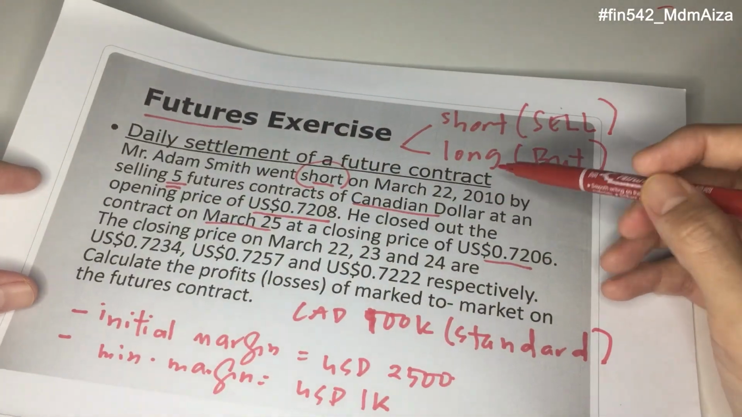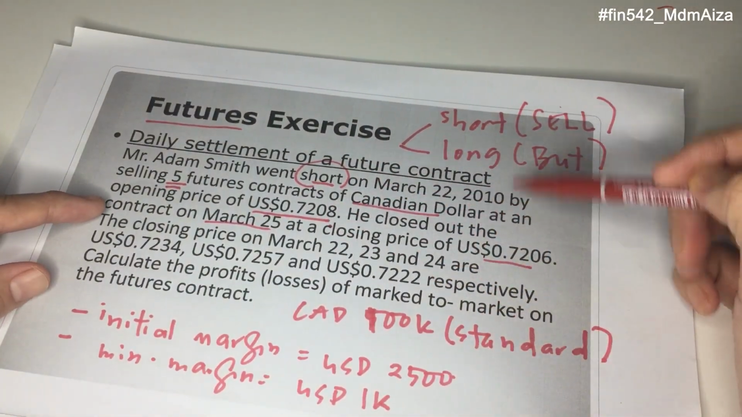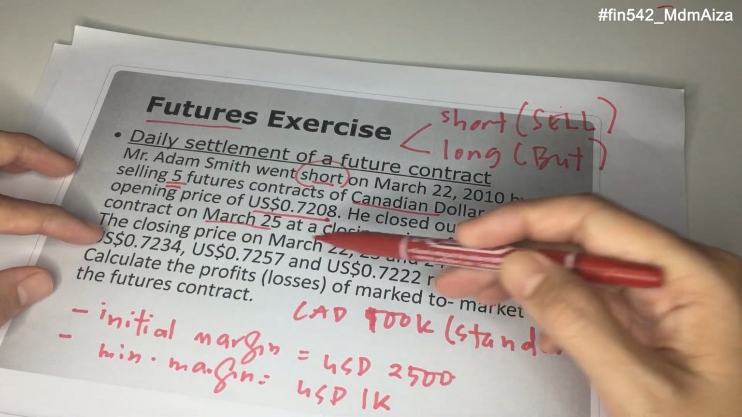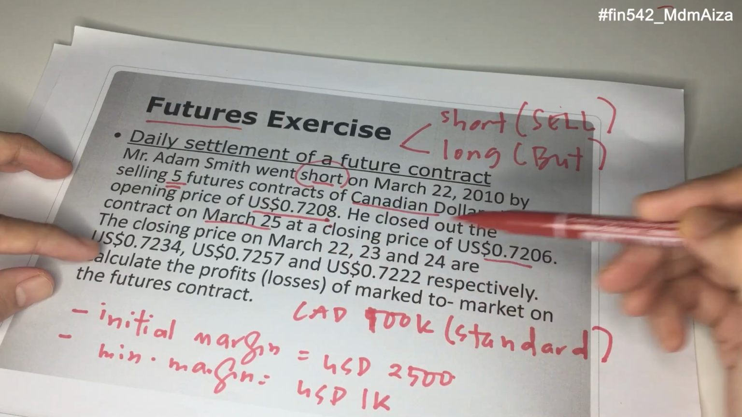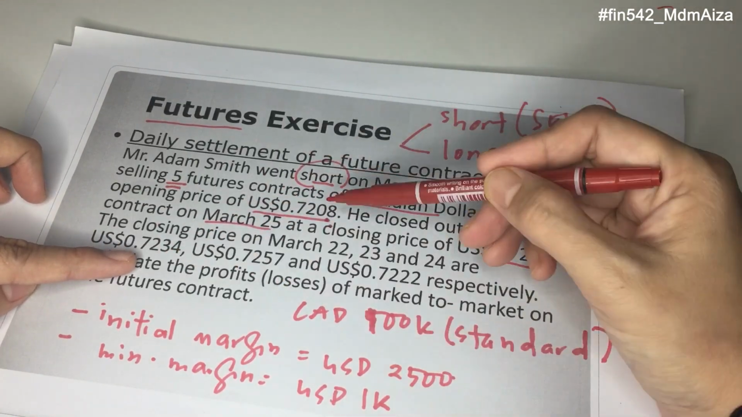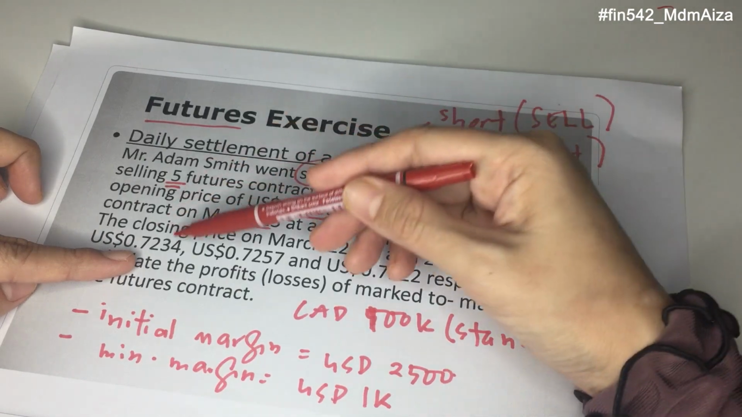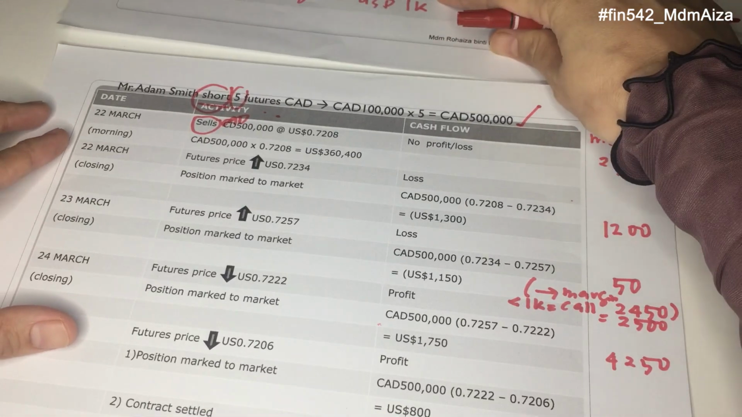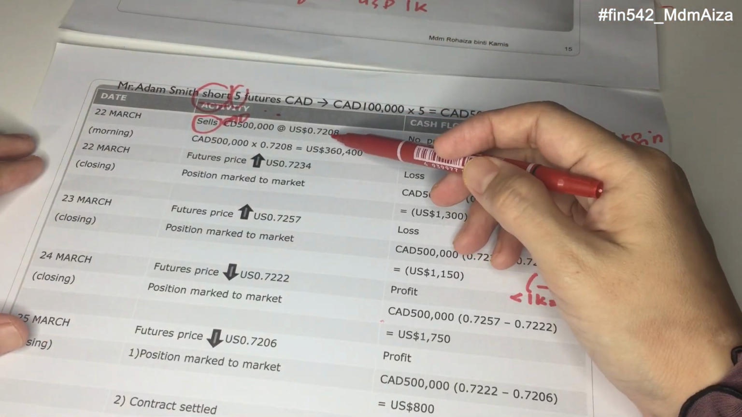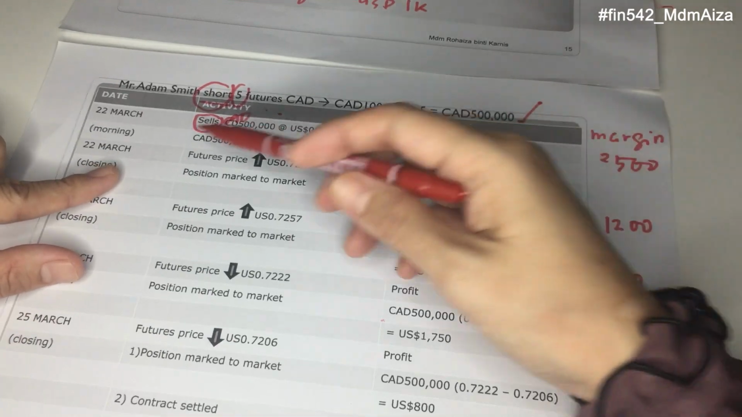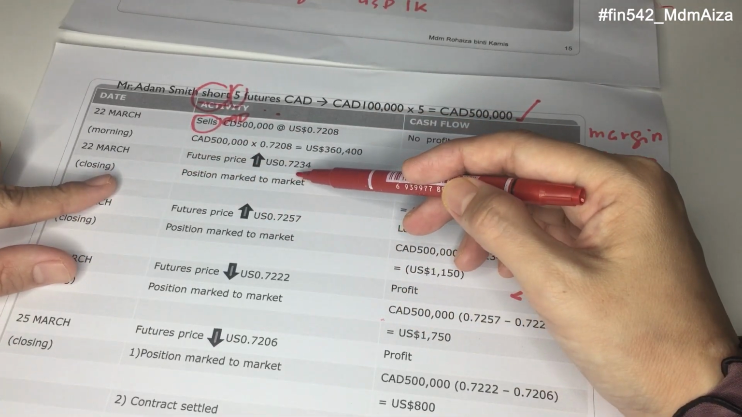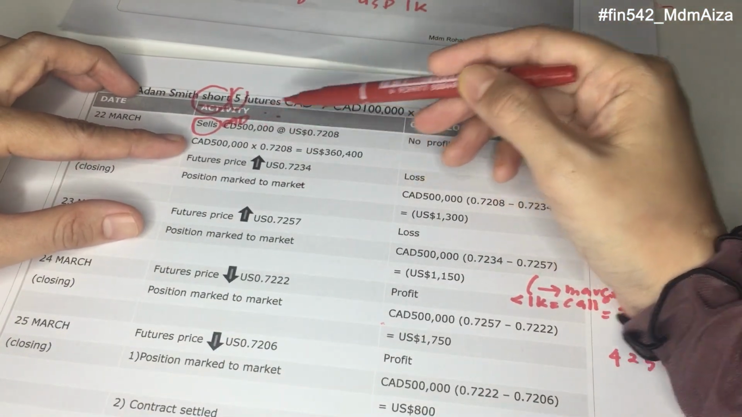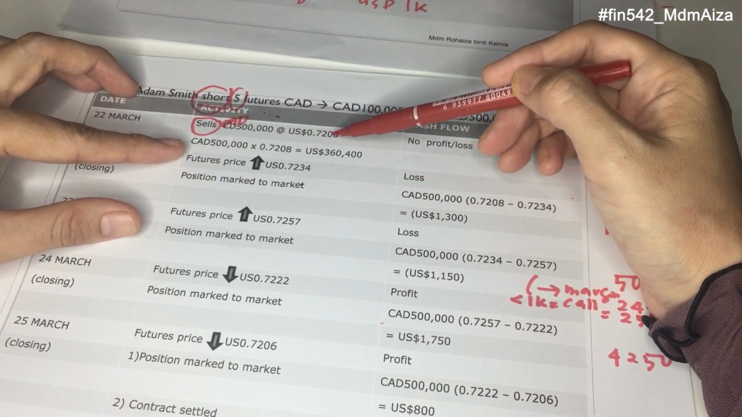Where is the information? Yeah, they mention the opening price of 0.7208, and the closing price on the 22nd of March is 0.7234. This is the opening for the 22nd and this is the closing for the 22nd. So that's why I write it back. This is opening 0.7208 and on the 22nd of March this is closing 0.7234. Okay, I write sell CAD 500,000 at USD 0.7208.